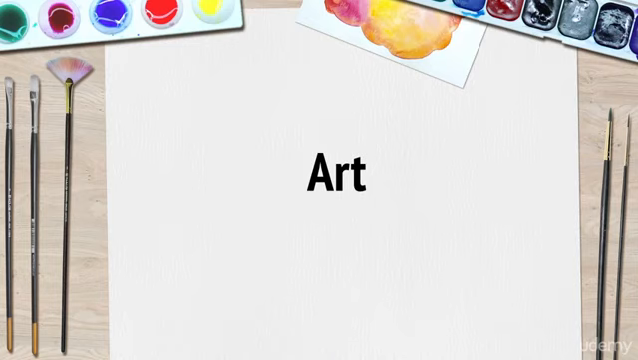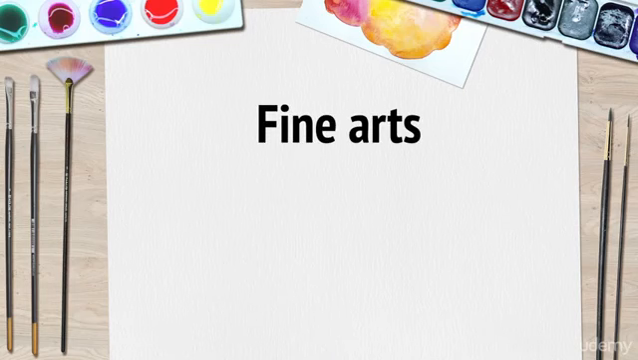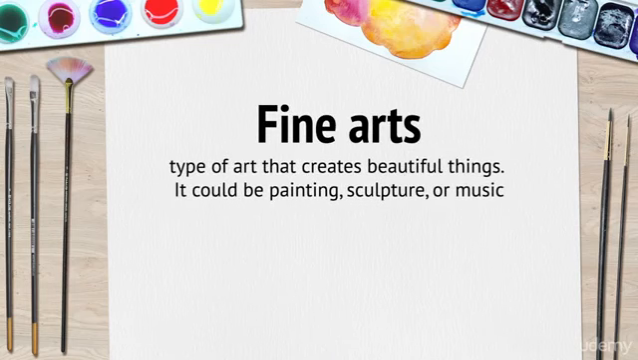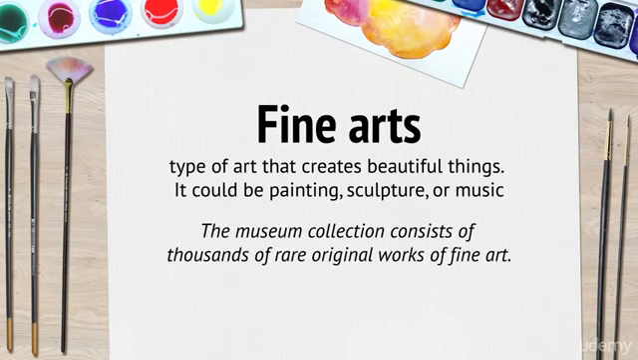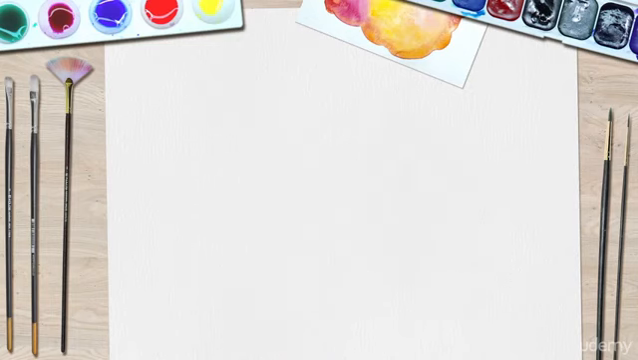Let's start with the term art itself. It's often used in expressions defining different types of art. There are quite a lot of them. Fine arts. Type of art that creates beautiful things. It could be painting, sculpture, or music. Example: the museum collection consists of thousands of rare, original works of fine art.